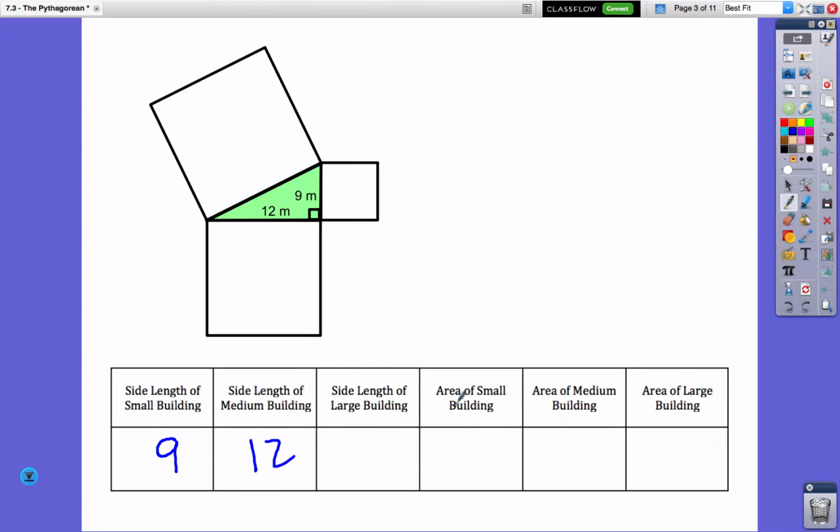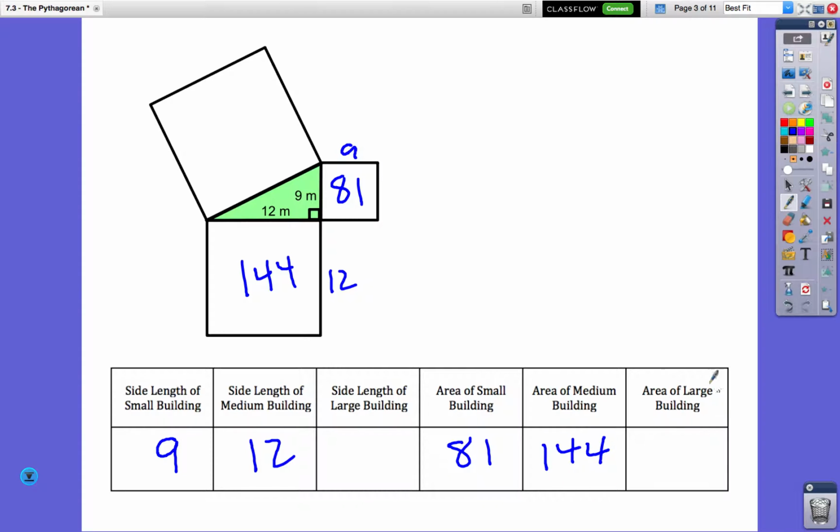So what we went to next was the three columns at the end, the areas. Now area was pretty easy for this one. If it was 9 by 9, I could see the graph paper squares, or I could just do the math. 9 times 9 is 81 square meters. I could do the exact same thing for the medium building. 12 by 12, 12 times 12 is 144, and so I could find that area.